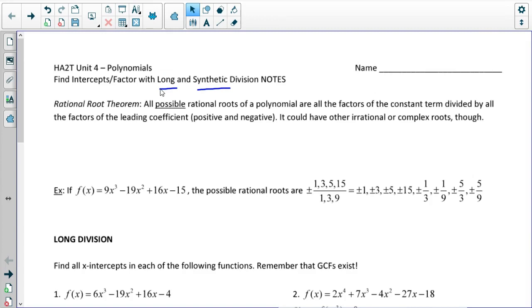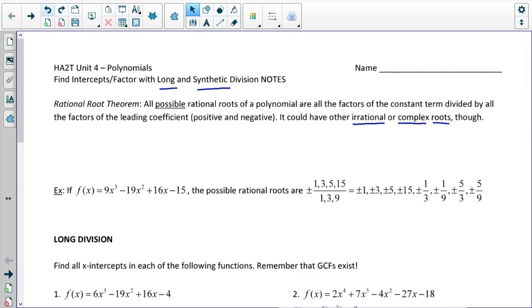First, we have to talk about the rational root theorem. The rational root theorem gives you all possible rational roots of a polynomial. It does not give you the roots, and there also could be non-rational roots. So it could be irrational or complex as well. But if it's a rational root, this is how you find it.